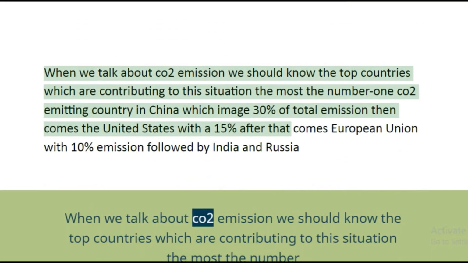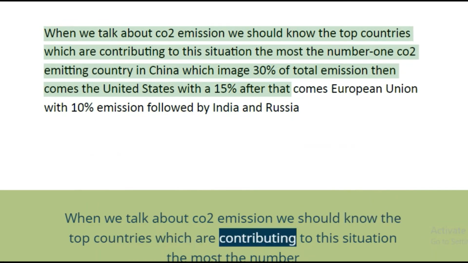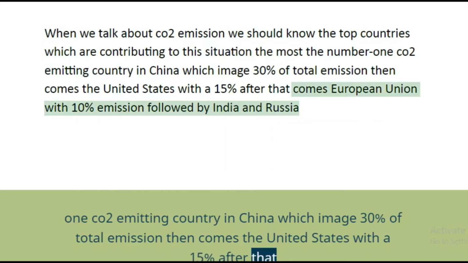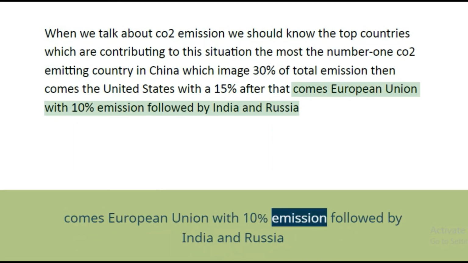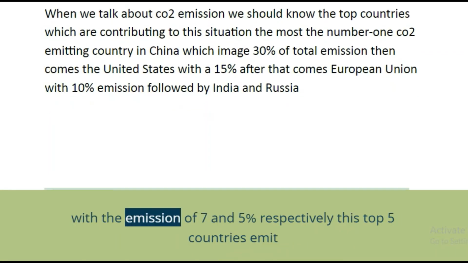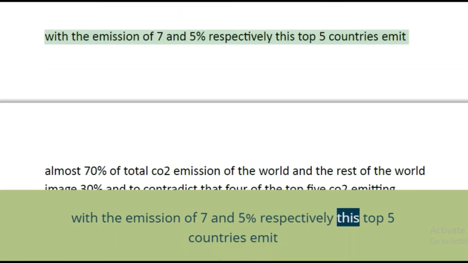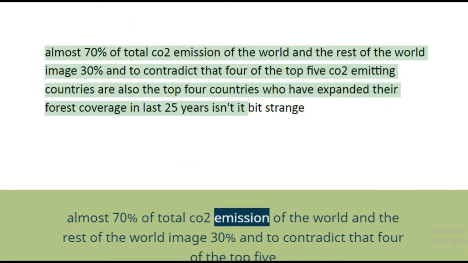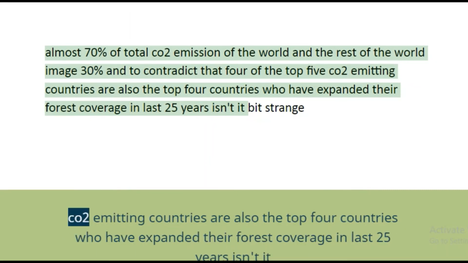When we talk about CO2 emission, we should know the top countries which are contributing to this situation the most. The number one CO2 emitting country is China, which emits 30% of total emission. Then comes the United States with 15%. After that comes the European Union with 10% emission, followed by India and Russia with emissions of 7 and 5% respectively. These top 5 countries emit almost 70% of total CO2 emission of the world, and the rest of the world emits 30%. And to contradict that, 4 of the top 5 CO2 emitting countries are also the top 4 countries who have expanded their forest coverage in the last 25 years.